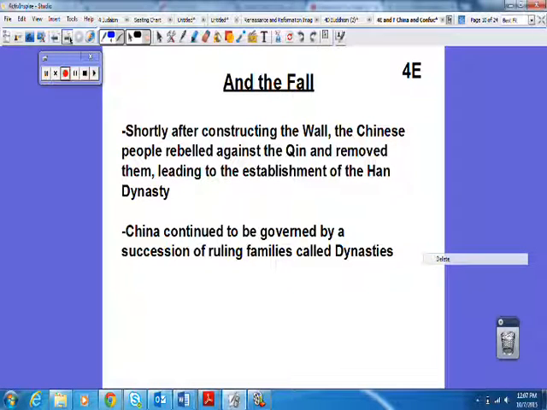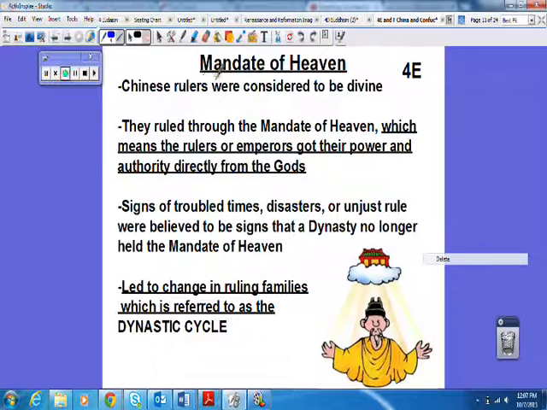After the wall is constructed, shortly after this, they're going to remove Shi Huangdi from power. He's going to die, and his son is going to have kind of a weak rule. They're going to remove the Qin dynasty. This is going to lead to the Han dynasty coming into power, and this basically is the golden age of China, the Han dynasty, but we're not going to go too much into them.